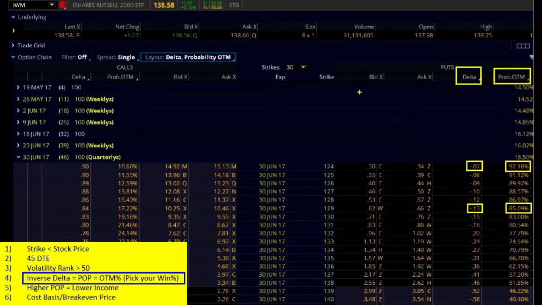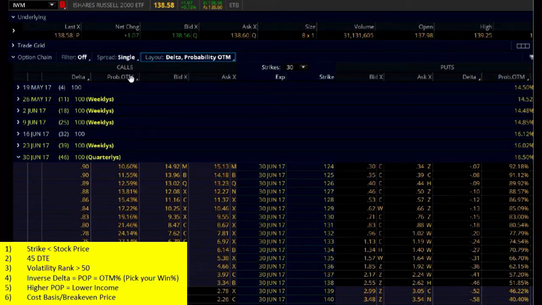So delta, inverse delta, is a nice easy shorthand to tell you your chances, your POP, your probability of making at least $1 profit on this trade. So that's what I mean when I say inverse delta. It's delta out of 100, so you're just going to subtract it from 100, gives you your POP, which is also synonymous with out of the money percent, etc., your win percentage. So when I say pick your win percentage, I think you can see now how that can be done.